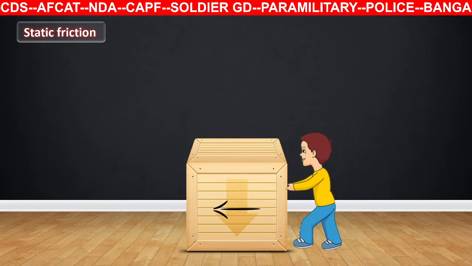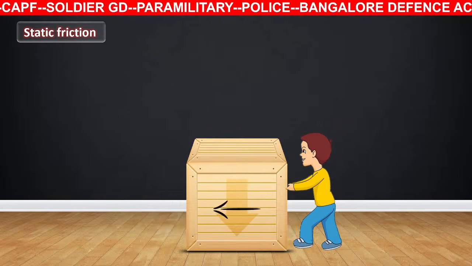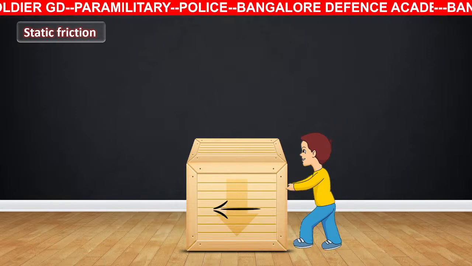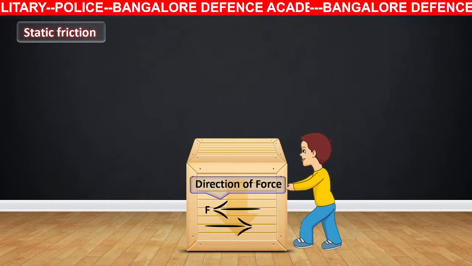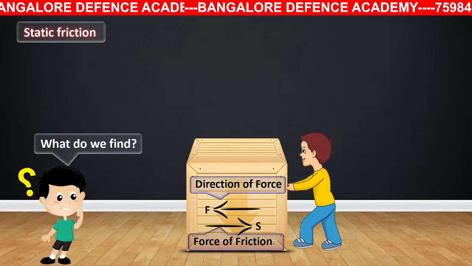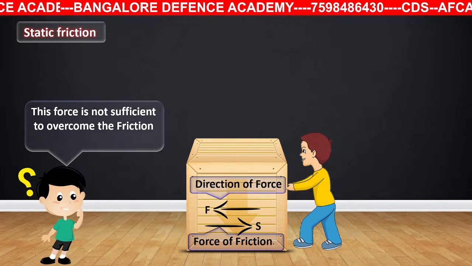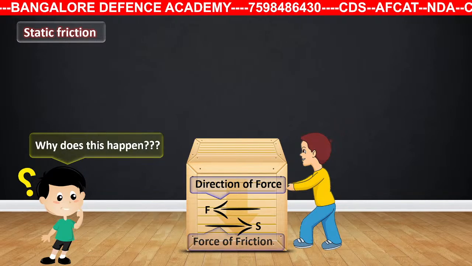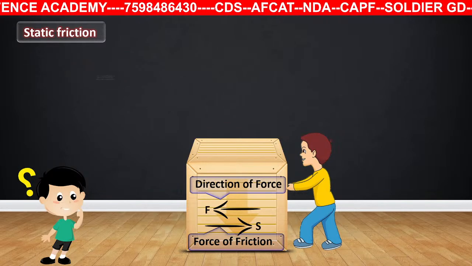Imagine a boy is trying to push this box. Direction of the force. See, look at this. The boy is trying to push this box towards your left. Correct? And where will be the frictional force? In the opposite direction. Okay, so what do we find here? This force is not sufficient, so he's going to apply more force. Suppose if he applies more force, the box will move.